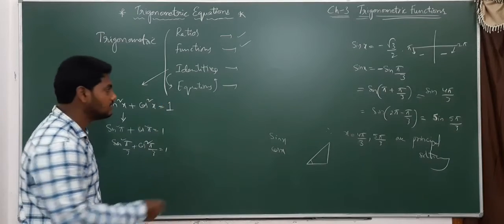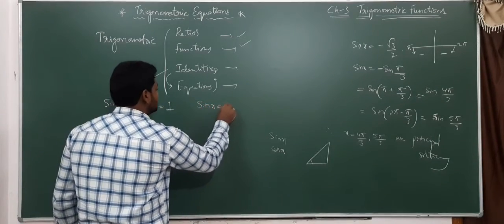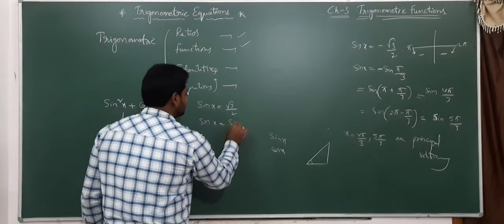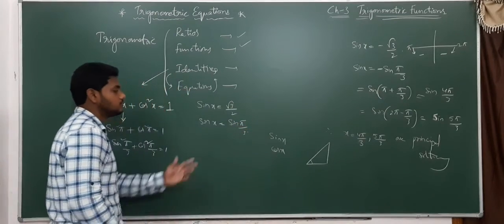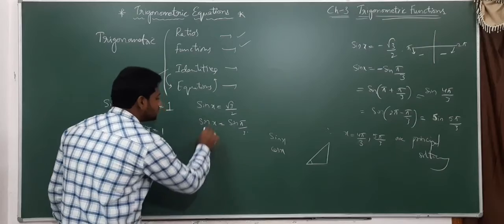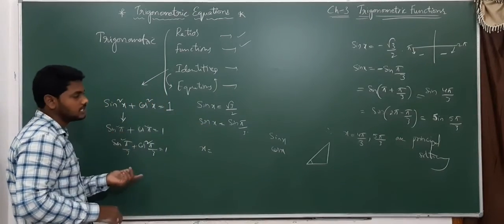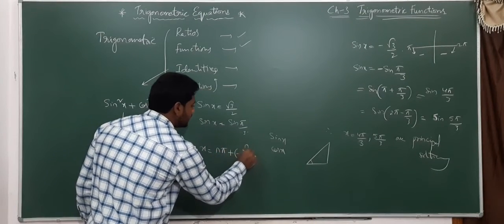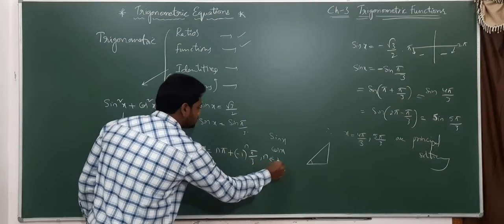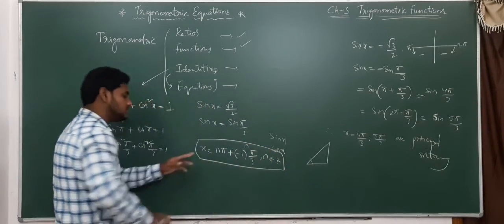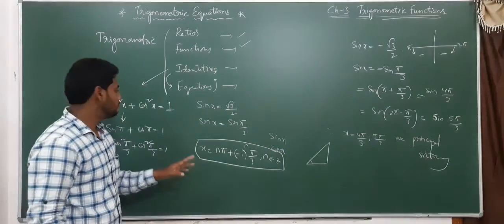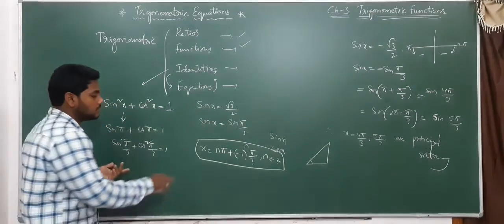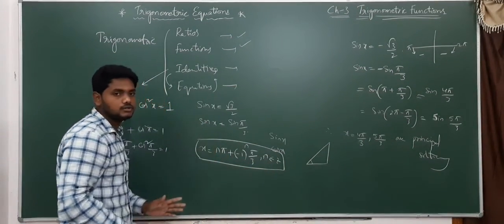But when it comes to trigonometric equations, take sin x is equal to root 3 by 2, which means sin x equal to sin pi by 3. The general solution is x equal to n pi plus minus 1 whole power n into pi by 3, n belongs to Z. These are infinitely many solutions, but only some particular values will satisfy the equation.